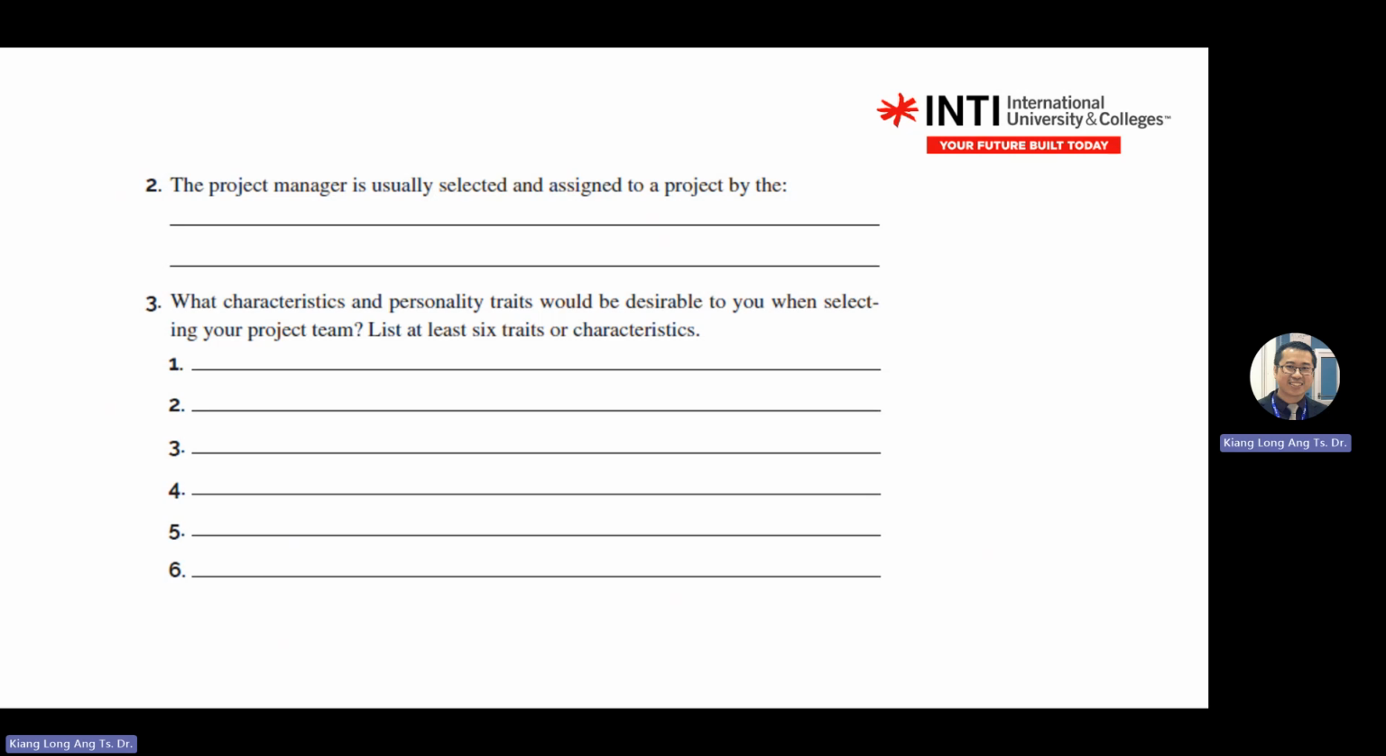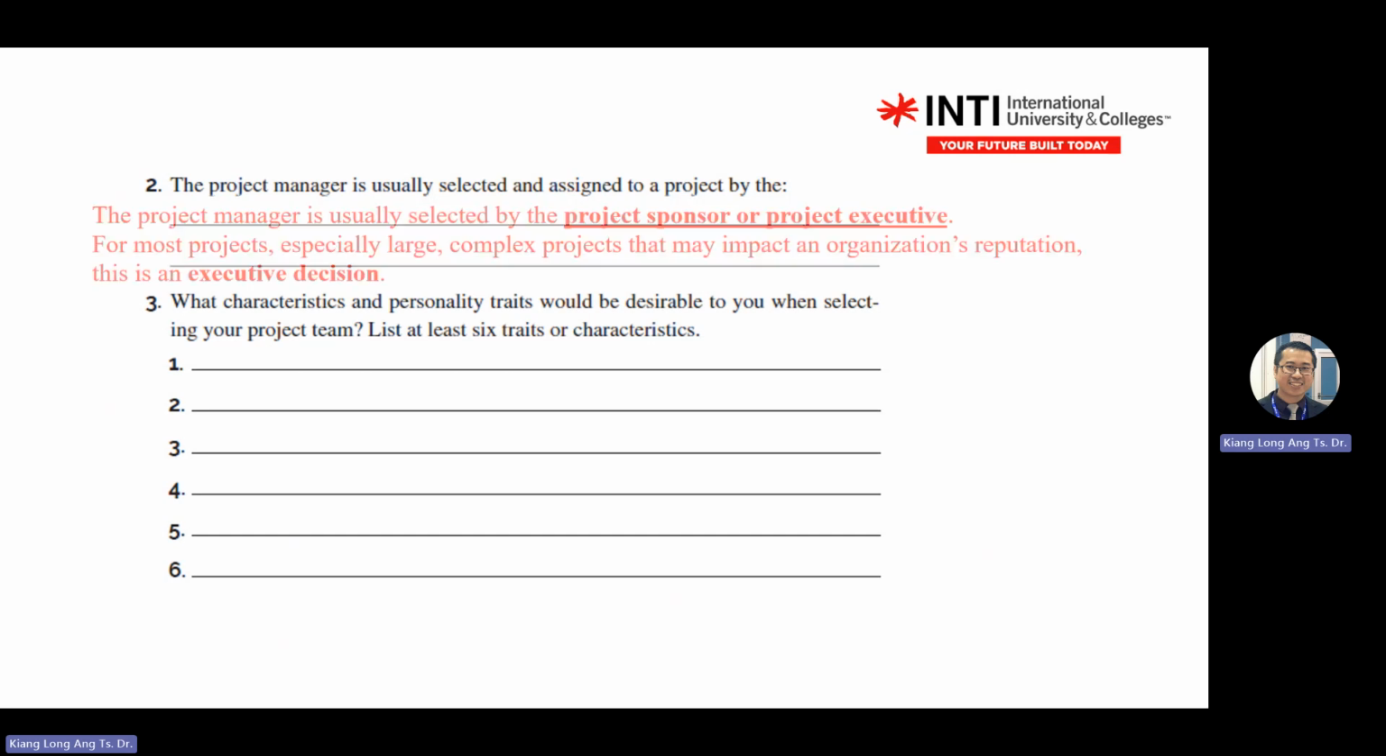Okay. Project manager is usually selected and assigned to the project by who? Sponsor. The four characters are customers, sponsor, project manager, and functional managers. You have to know their roles. So the keyword here is sponsor. Based on these 4 characters, you should know who assigns whom.